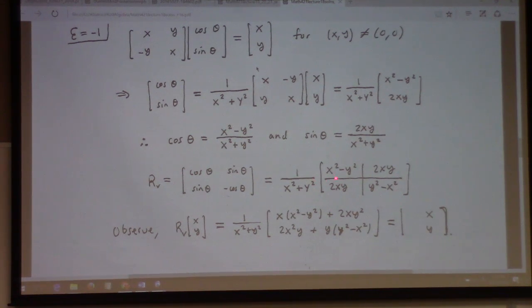And you can check that if you multiply r sub v times xy, this mess works out to x squared plus y squared times x, and this works out to x squared plus y squared times y. So those cancel and give you xy back again. You can see it's a fixed point. And that's it. So the stabilizer is Z2. It's got the identity rotation and the reflection.